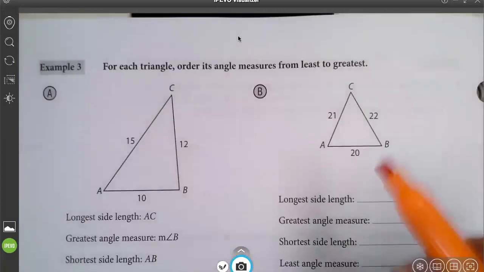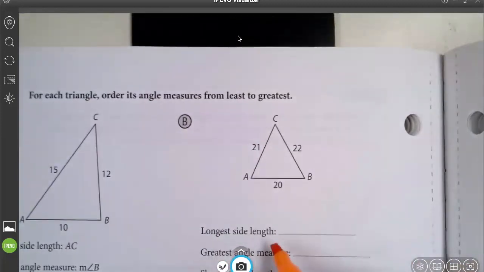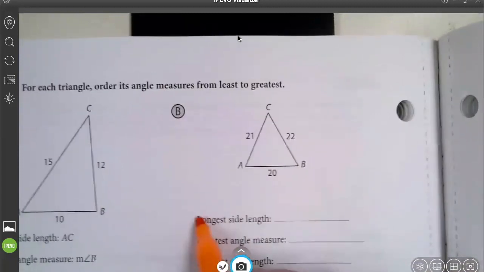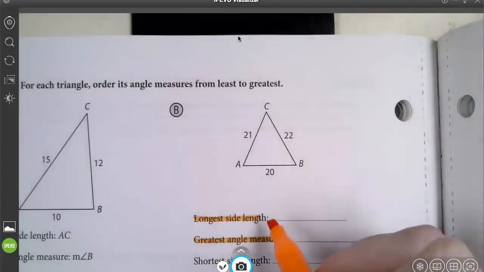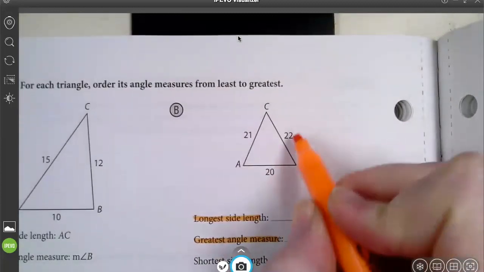So for angle, let's start with B. For our longest side length, that's going to be across from our greatest angle measure. So I'm going to color code both of these in orange this time. Our longest side length of 20, 21, and 22 has to be 22.